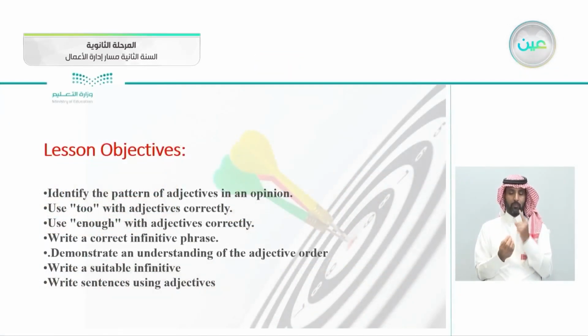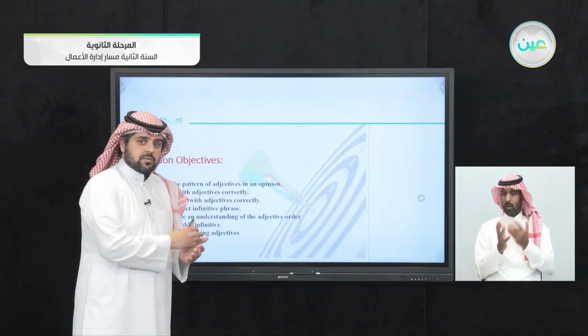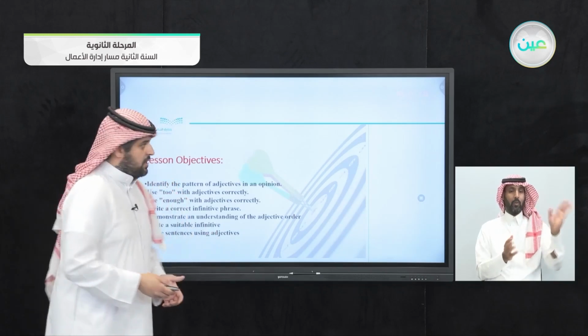So let's jump to today's lesson, the grammar lesson. These are today's objectives: to identify the pattern of adjectives in an opinion, use too with adjectives correctly, use enough with adjectives correctly, write a correct infinitive phrase, demonstrate an understanding of the adjective order, write a suitable infinitive, write sentences using the adjectives. So today we'll be talking about adjectives, and also we'll be using too and enough.